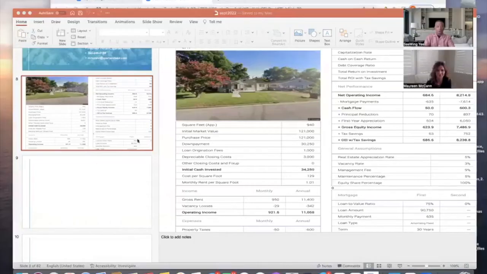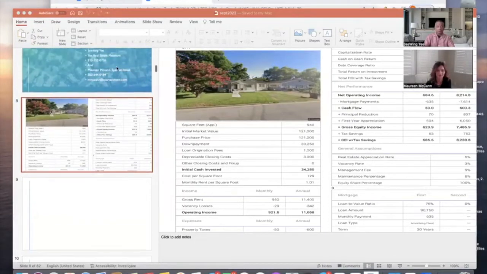Absolutely. So without further ado, let's get right on in. We have so much content and so much great real estate investing information to share. So let's not waste any more time. I'm going to go over this particular slide.